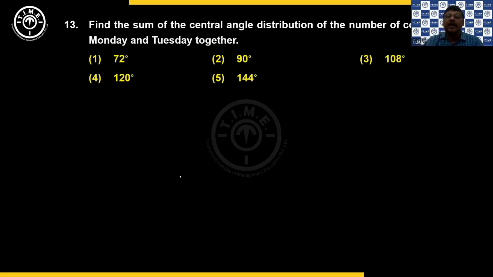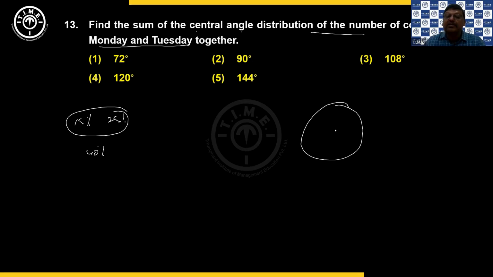Let's go to the next. Find the sum of the central angle of distribution of the number of coolers sold on Monday and Tuesday put together. Students, Monday is 15%, Tuesday is 25%, you said. Total percentage will be what? 40%. But if I have to represent it as an angle at the center instead of a percentage, what is the total angle? Total angle at the center of a circle is 360 degrees.